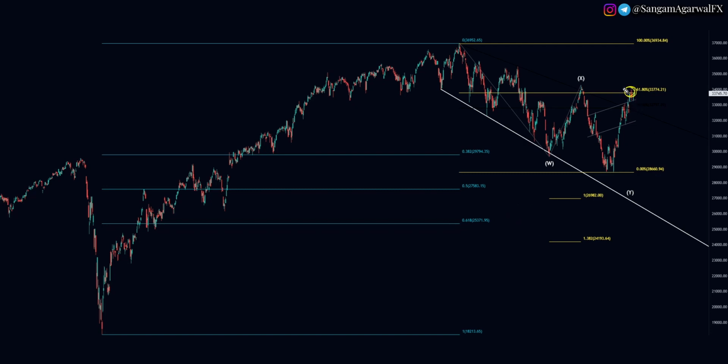But everyone is watching carefully this resistance level. Will it break or not? If it breaks, then all time high and double top possible, and if this level breaks, then it will make a new lower low.